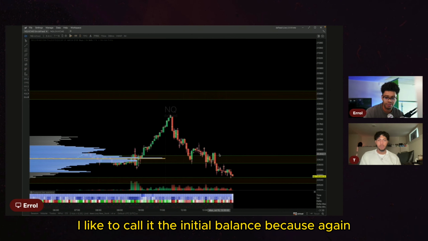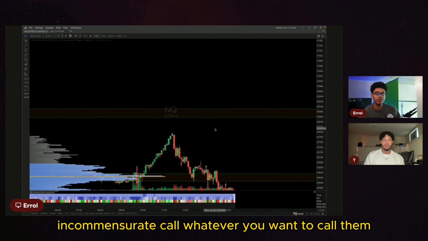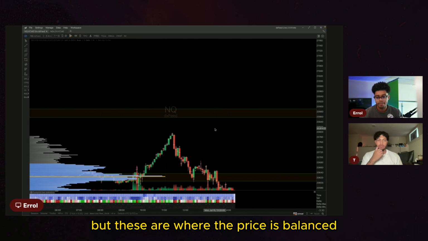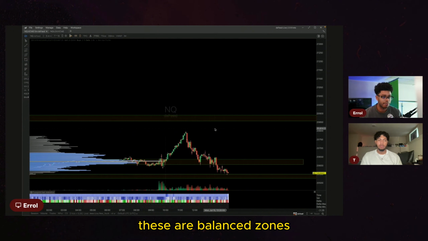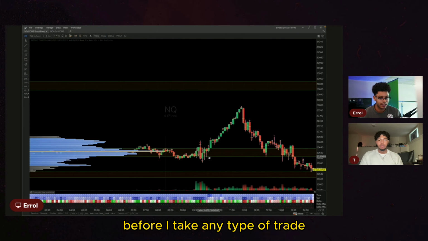I like to call it the initial balance because, again, these areas that we're drawing in are balanced zones. You can call them support resistance, call them whatever you want to call them, but these are where the price is balanced. These are balanced zones. So sometimes I like to wait for the initial balance to be created before I take any type of trade.